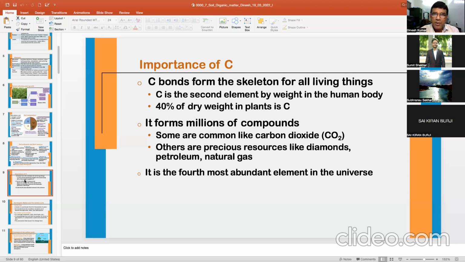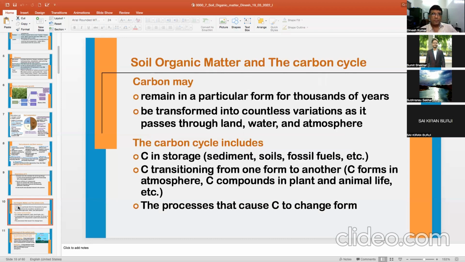See the plant: carbohydrates, proteins, lipids, fats, vitamins, everything is made up of carbon. You can see it in both inorganic and organic forms. Under both forms, you will find a lot of carbon: carbon monoxide, carbon dioxide, or methane, ethane, propane, butane, whatnot. Diamond is also carbon. Coal is also carbon. It is the fourth most abundant element in the universe.